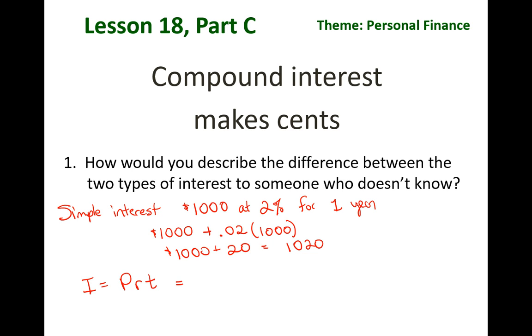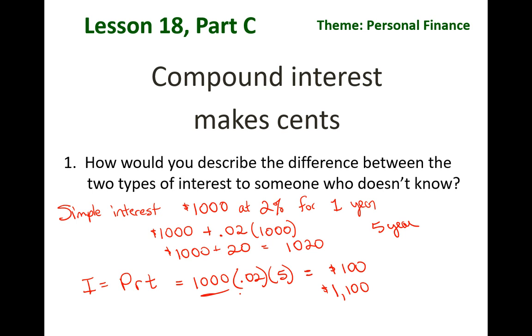So what if you did it for 5 years? Your principal would be $1,000. Your rate would be 0.02 per year, and then times 5 years. Your interest would come out to be $100. So after 5 years, you would have $1,100. You're only going to get interest on that $1,000.